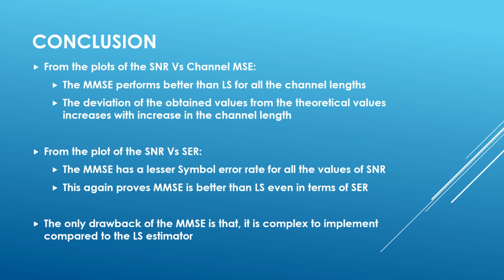So from this project implementation and the simulation results we obtain, we can conclude that from the plots of the SNR versus channel MSE, the MMSE performs better than LS for all the channel lengths. Moreover, the deviation of the obtained values from the theoretical values increases with the increase in the channel length. From the second plot, that is the plot for the signal to noise ratio versus the symbol error rate, we have that the MMSE has a lesser symbol error rate for all the values of SNR. So this again proves MMSE is better than LS even in terms of symbol error rate.